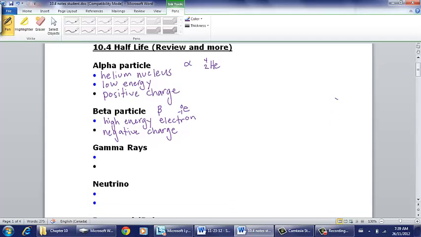Next we have gamma rays, and gamma rays are really high energy electromagnetic radiation. So they're high energy radiation. The symbol for gamma is like this, or we could say like this. Gamma rays have no mass, and they also have no charge.